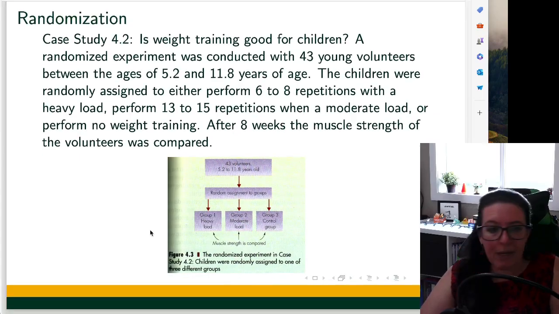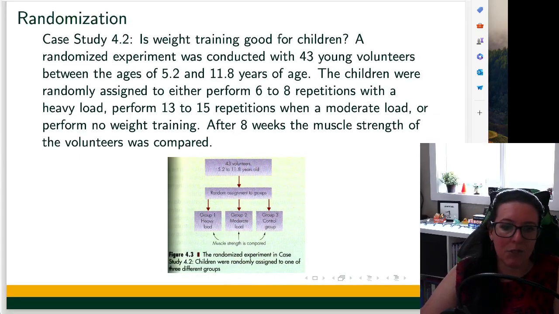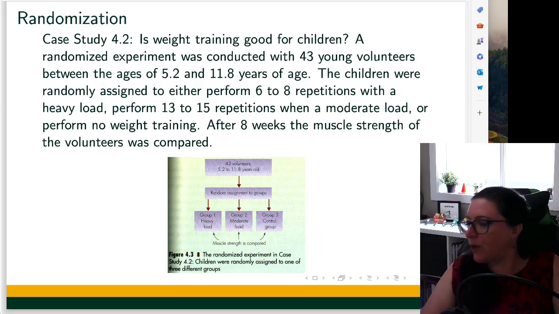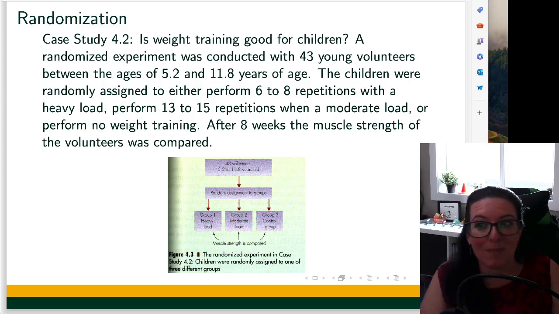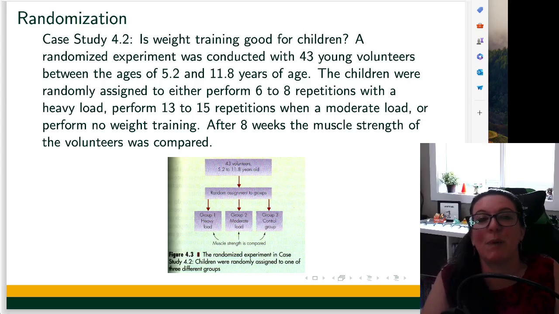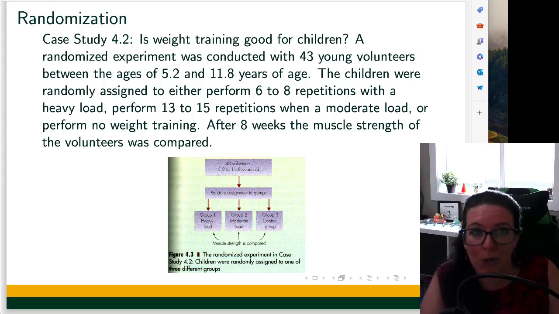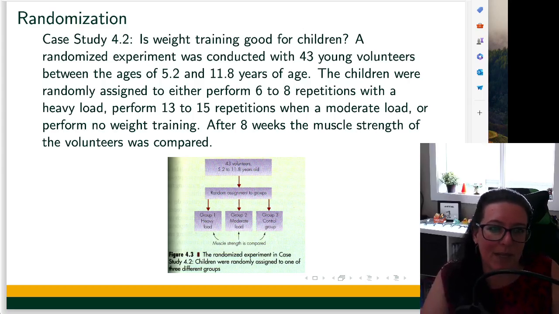So here is an example of randomization. Is weight training good for children? A randomized experiment was conducted with 43 young volunteers, informed consent. And here we're doing an experiment involving children. So of course there are additional ethical considerations as a vulnerable group and making sure that parents are providing informed consent.